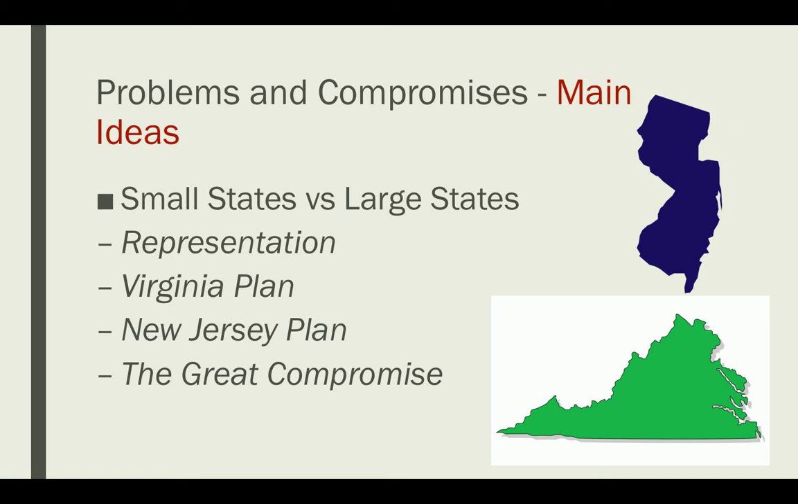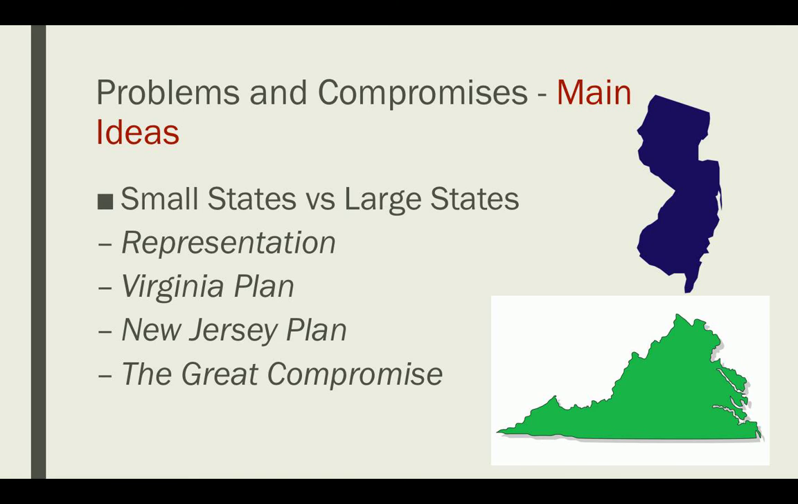Should larger states have more power just because they're bigger? Should smaller states be left behind? So representation is the question here. The first plan that we look at is the Virginia plan. Virginia is a large state, so this is also called the Large State Plan. This plan proposed the idea that we would have 2 houses in Congress, both of them being based on population.